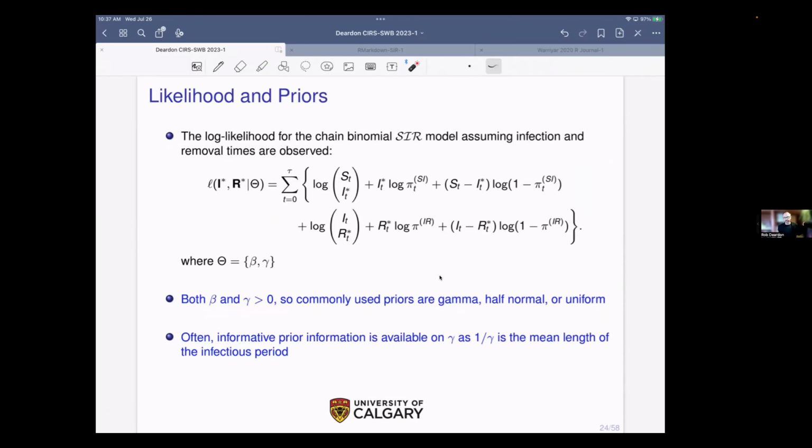And also often we will put the prior on the inverse of the gamma, the mean infectious period, partly because it's easier to elicit prior information that way, partly because it's just easier to interpret, right, from our own point of view. But you can do it either way. Okay.